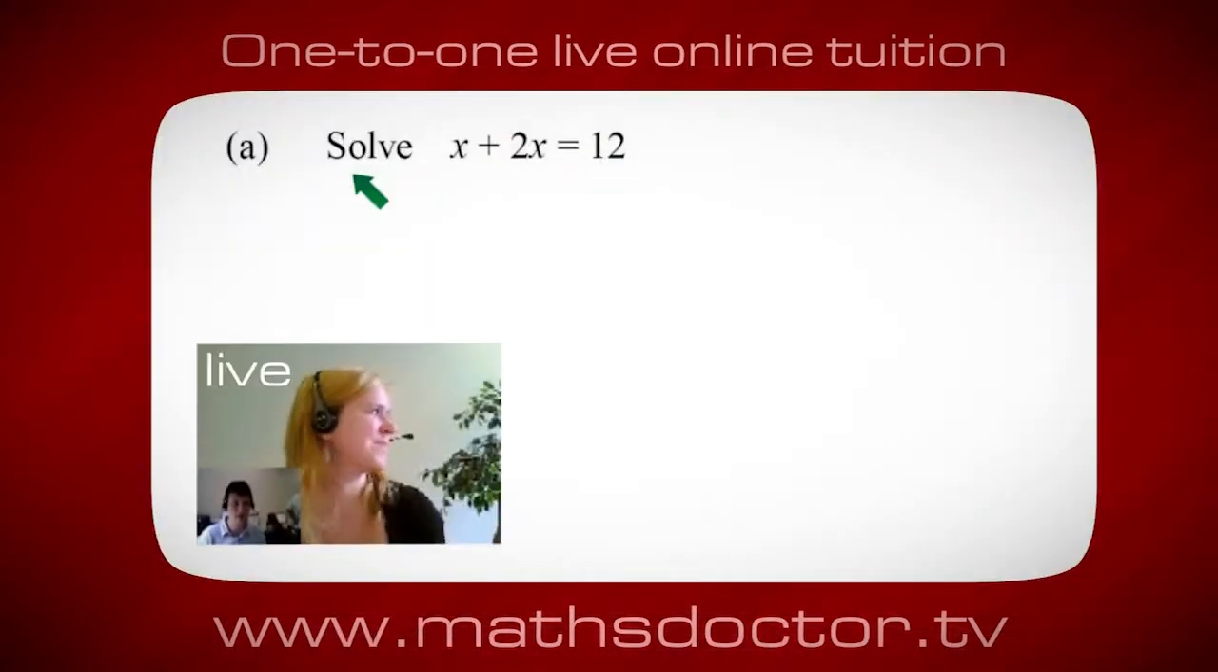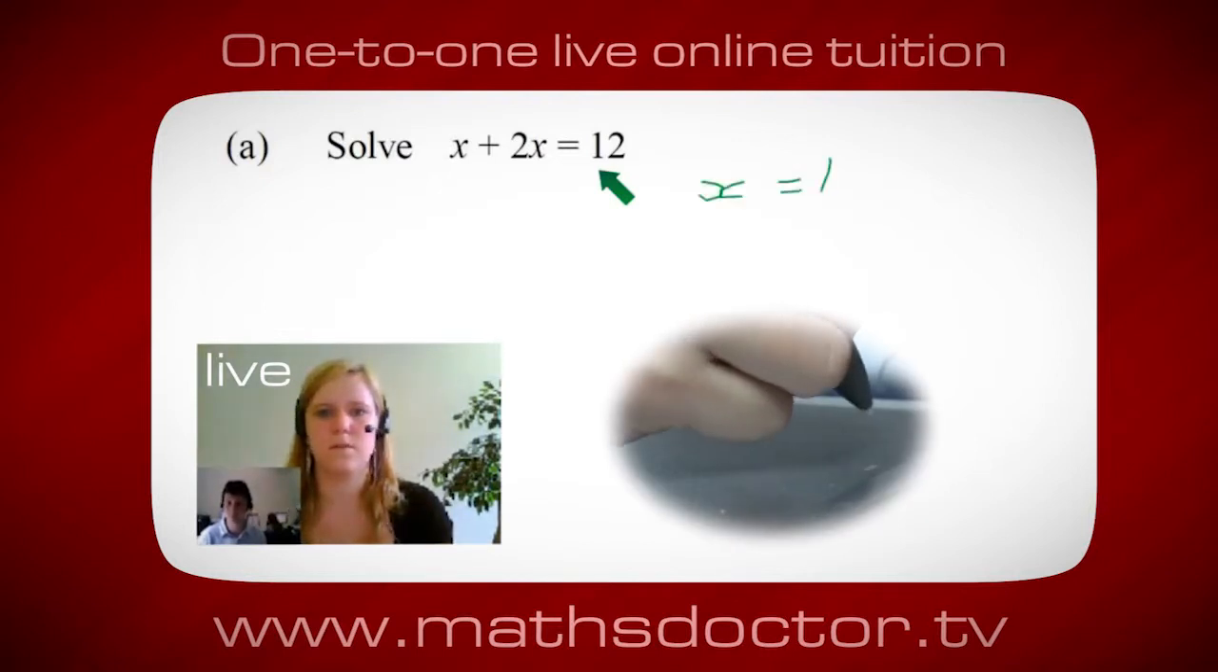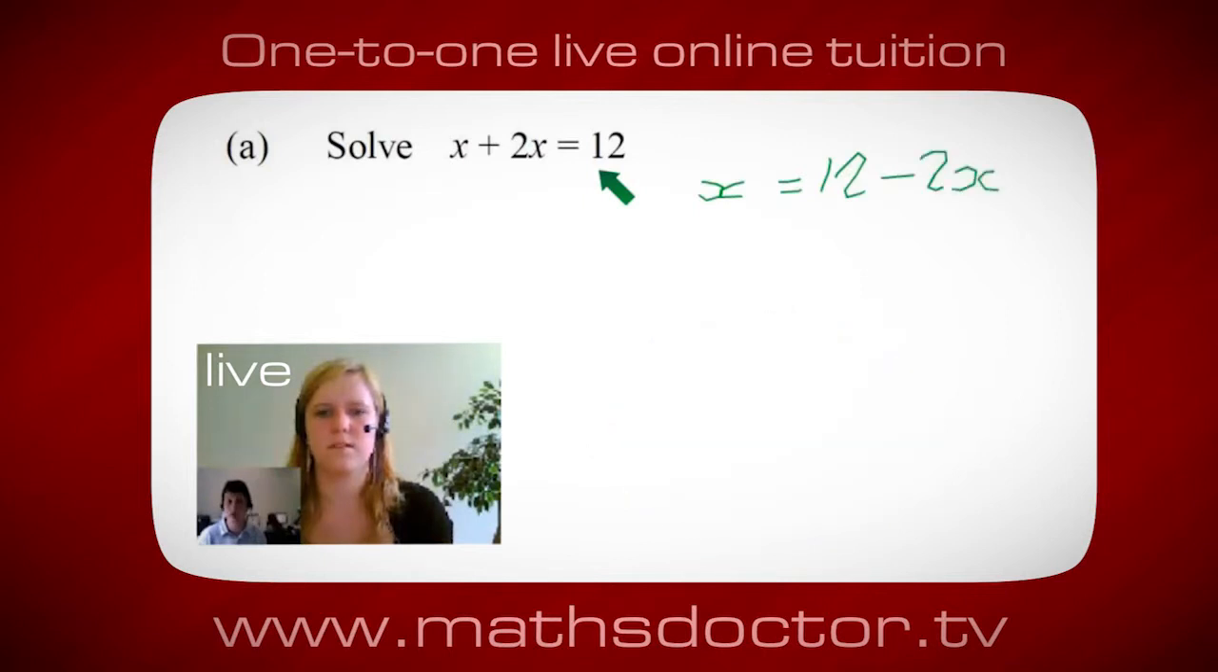Okay, Mary, so let's have a look at this one. Solve x plus 2x equals 12. So what do you think you do first? Okay, well, I want x on its own, so I would put x equals 12 minus 2x.